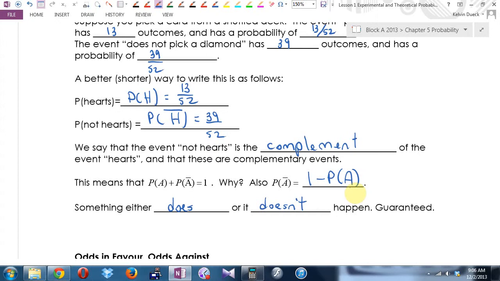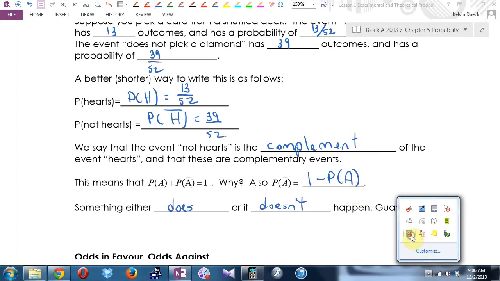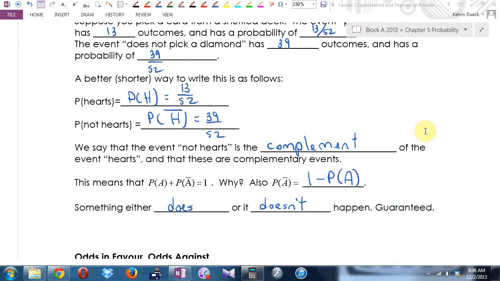Oh, my pen just stopped working. That's not good. Bear with me as I try and get this back. That's irritating. So as I was saying, you may want to put a little star next to here or something.